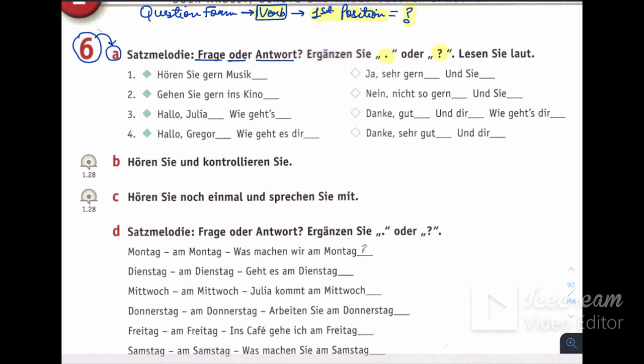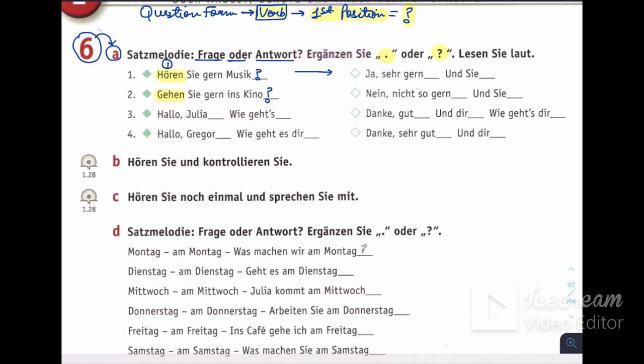Okay. Hören Sie gern Musik? Again, verb on first place. First place. Hören Sie gern Musik? Question mark. Gehen wir ins Kino? Gehen wir ins Kino? Clear? So, question mark. How are you going to answer this one?